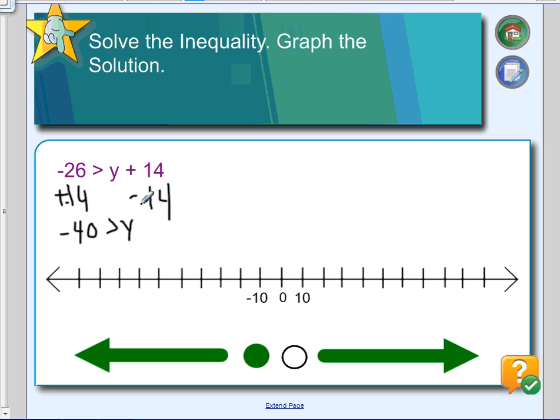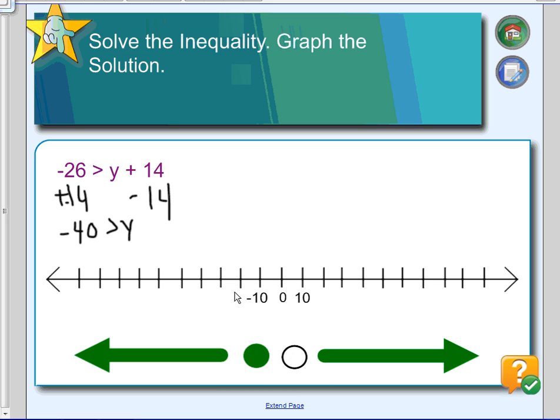The one thing I want you to notice about this particular problem is that our variable y is on the right side of the inequality, not the left side like it normally is. So you really need to pay attention to what direction the sign is pointing.